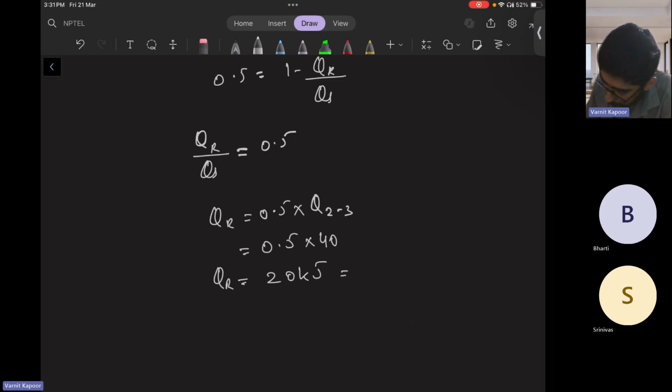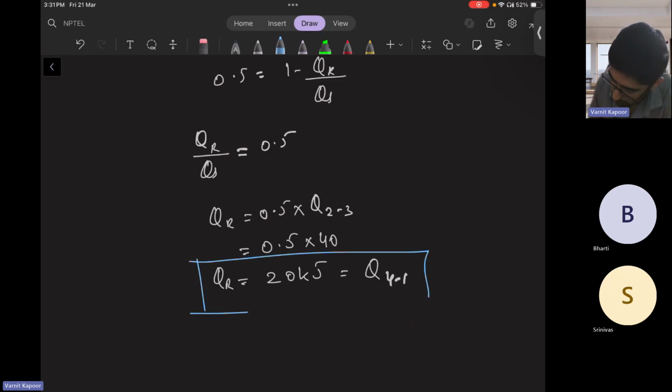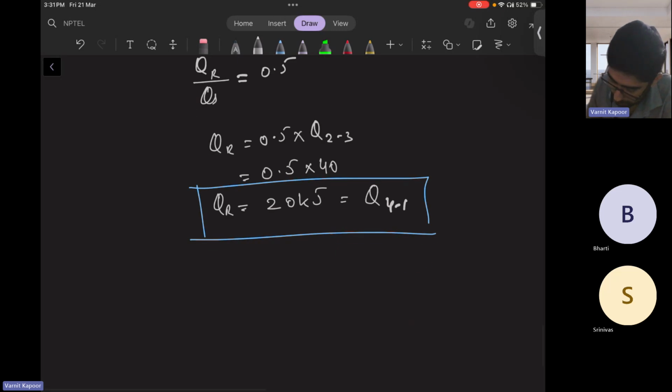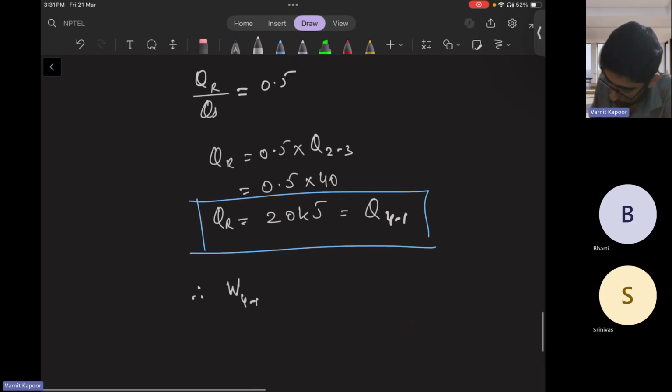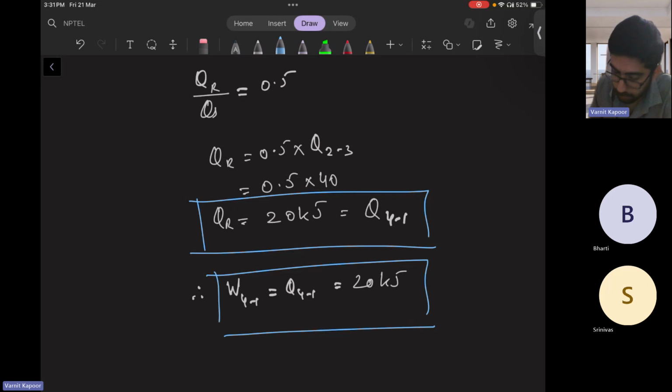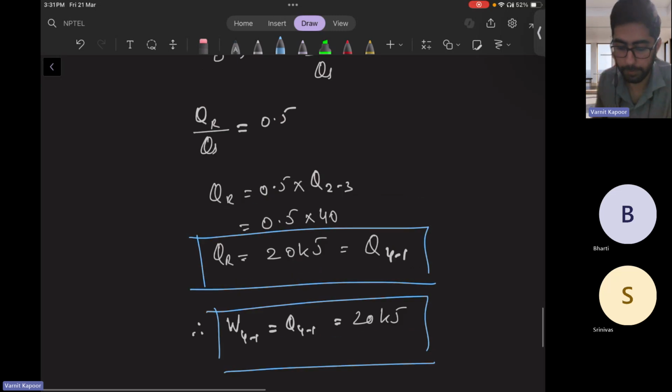So Q rejected is nothing but Q process 4 to 1. Okay, so that you got. Since Q4 to 1 is this, therefore work 4 to 1 is also equal to Q4 to 1, that is 20 kilojoules. It's a negative value. Now we got all the heat transfer values and all the work transfer values for all the processes. We got the higher temperature, we got the lower temperature.